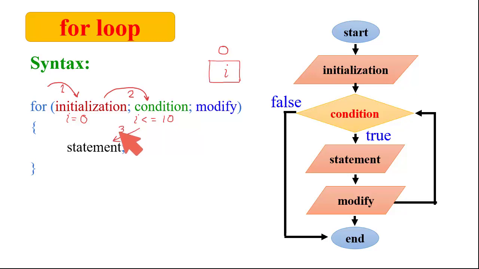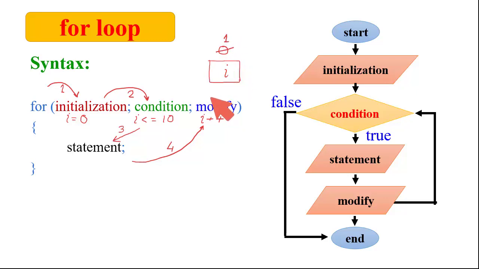This is third stage. Here, whatever the number of statements inside the for loop, all the statements will be executed. After execution of all statements, it will return back to the modify operator. Say the modify operator is i++. So this is stage number 4. i++ means i will be incremented by 1. So now the value of i is 1.